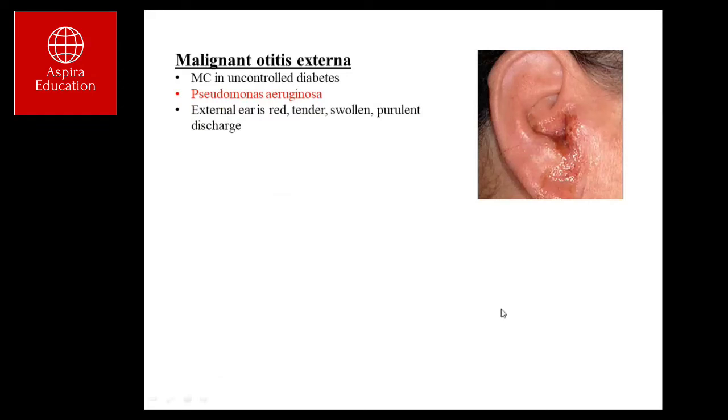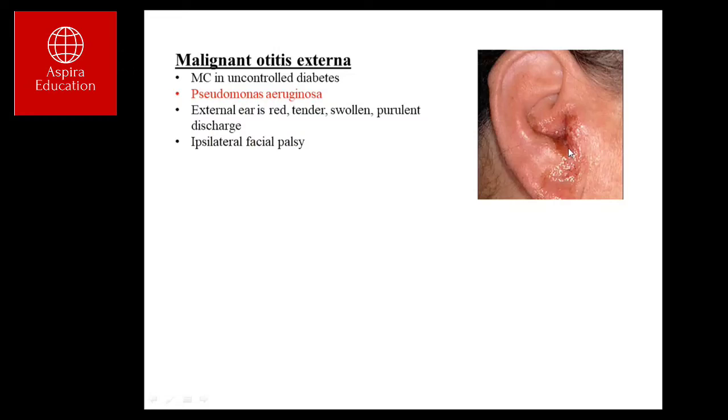Usually, if you examine such a patient, they are elderly patients who are diabetic, who have high blood sugar, and when you examine the ear, you'll have some swelling in the ear. It's extremely tender, and you can see some purulent discharge coming out from the external ear.